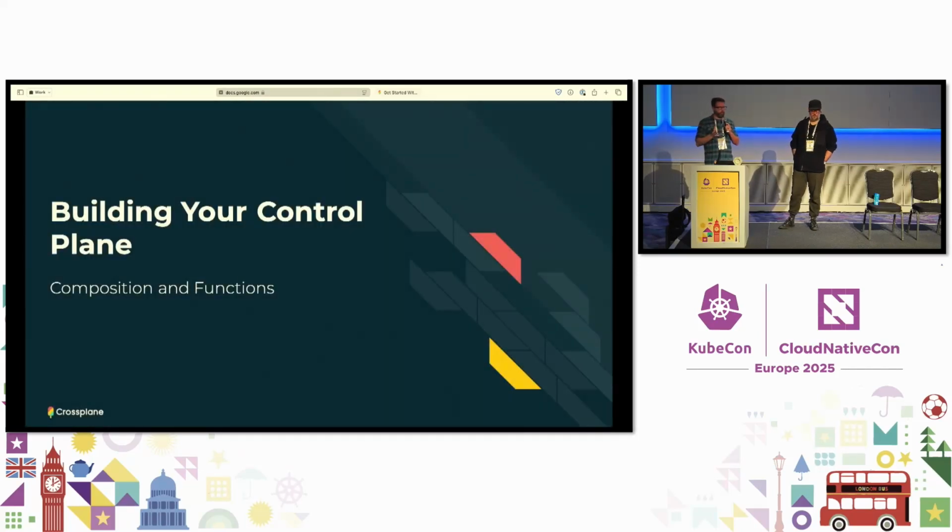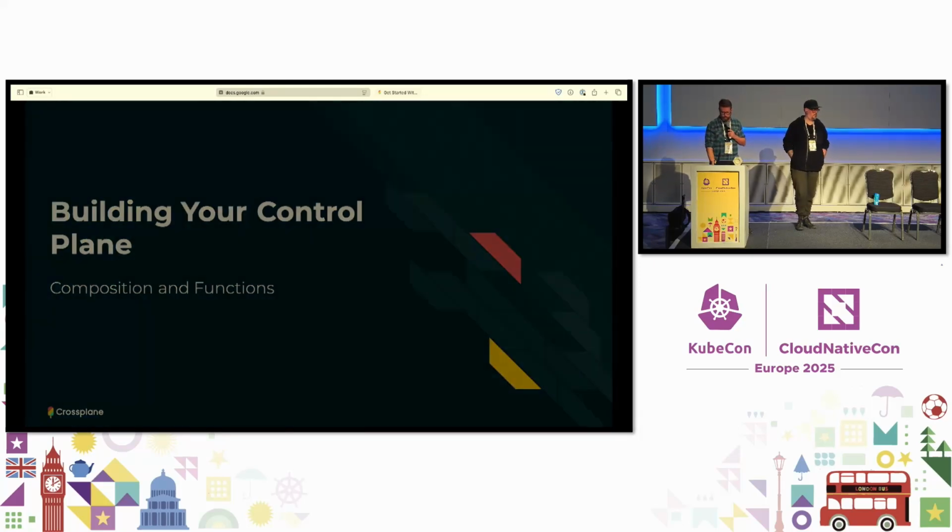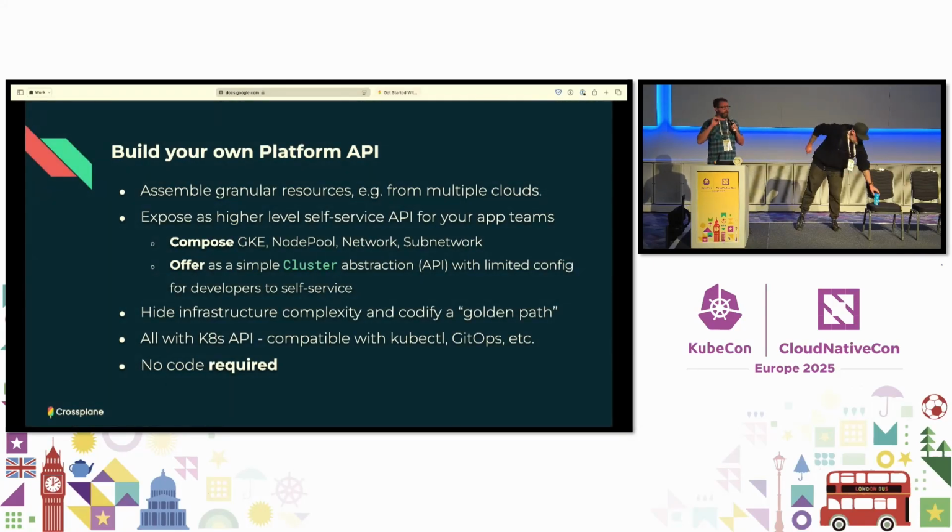So we've got the basic building blocks in Crossplane, these managed resources. Let's build them into an actual platform now. The concept of composition is hugely important in Crossplane. Basically, it allows you to take these granular resources, assemble them, compose them into higher level abstractions, and then those abstractions are what you offer to your developers.